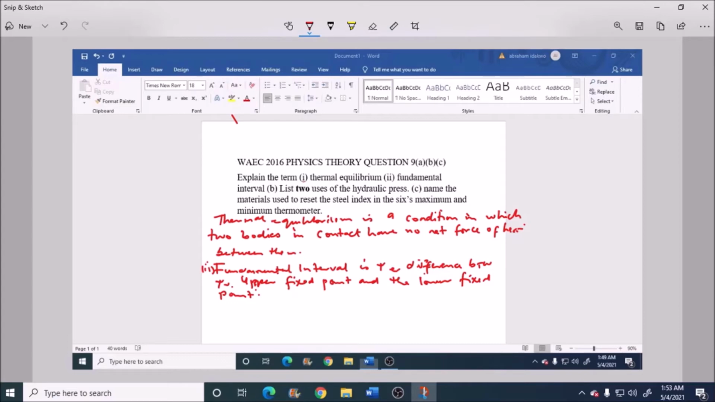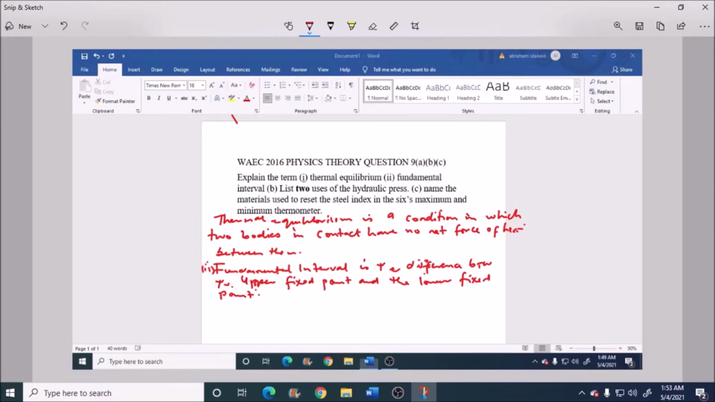Okay, now having said that, let's look at the B part of the question, talking about hydraulic press. Of course, the hydraulic press is one of the applications of Pascal principle. So the hydraulic press can be used for the following. Number one, hydraulic press can be used for compressing metal sheet.